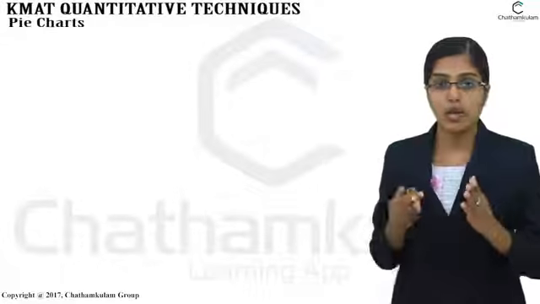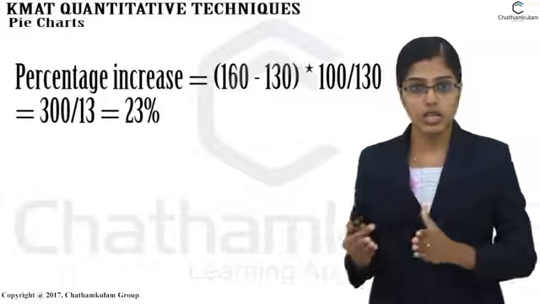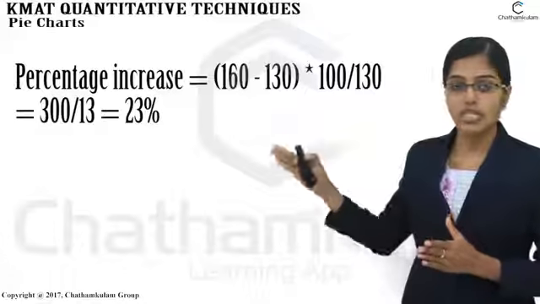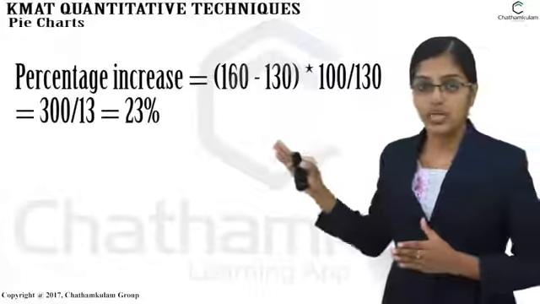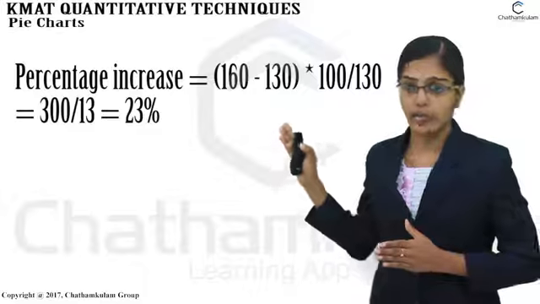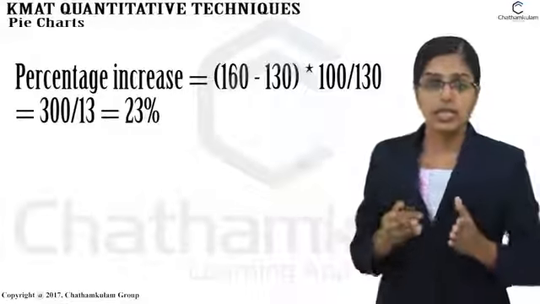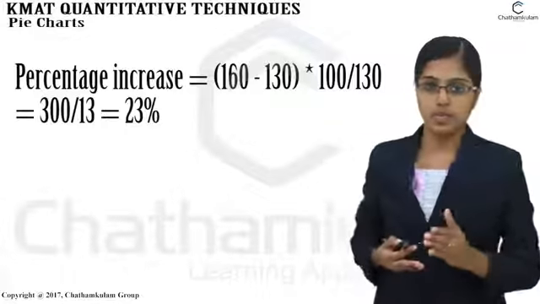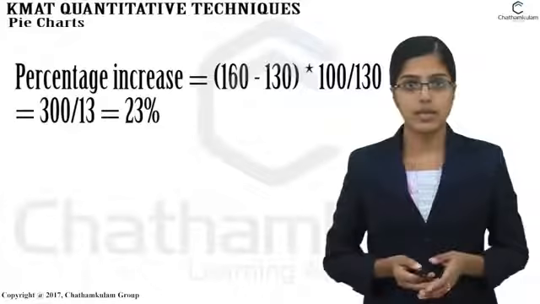Why? Because the percentage increase is equal to (160 minus 130) into 100 divided by 130. That is equal to 300 divided by 13. So that is equal to 23%.